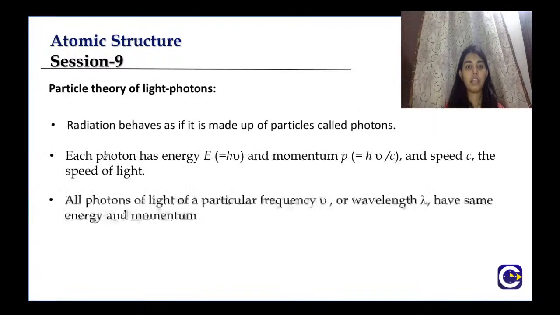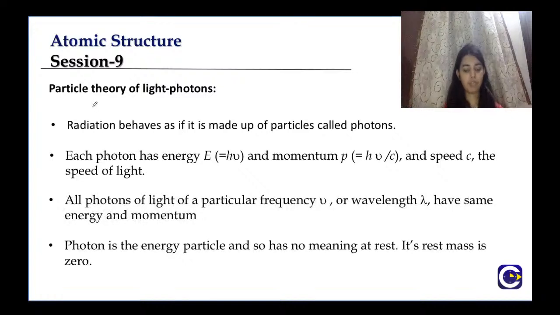So this is the particle theory of light, photons. We will just have a review because we have already studied the Planck one, right? We have already gained the idea of it. So radiation behaves as if it is made up of particles called photons. He said that the electromagnetic radiations are made up of small particles which are individually called photons. Each photon will have an energy equal to h nu and momentum equal to h nu by c.